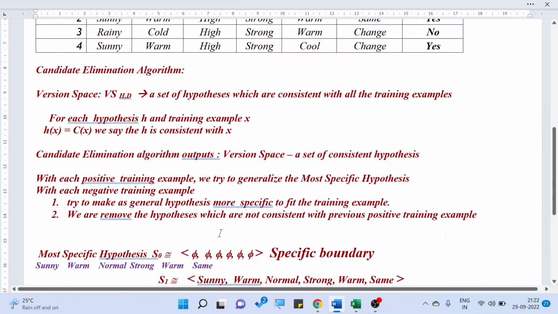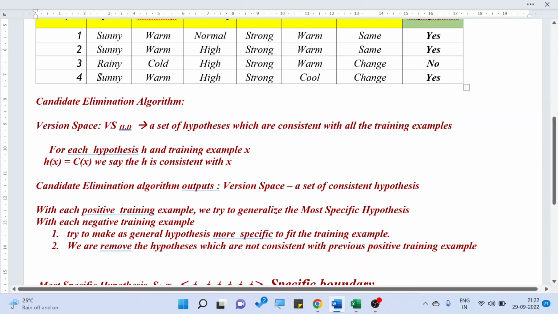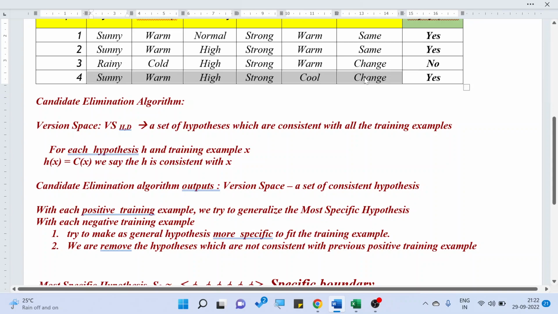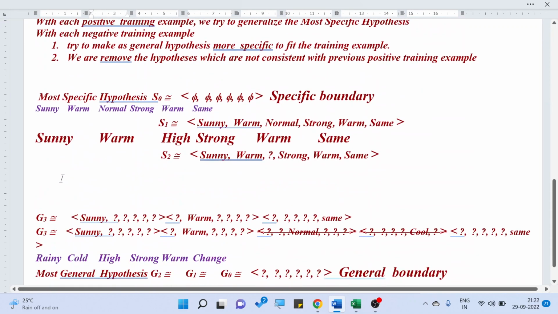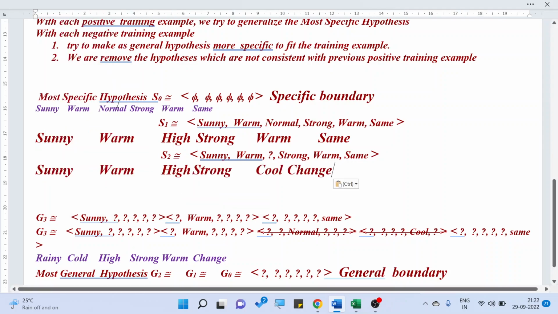Now what is the next example? The fourth example. It is again a positive example. With every positive example, we will be modifying the specific boundary. What about S3? Because the third is a negative example, S3 is the same as S2; we didn't modify anything with the specific boundary. Now it is positive, so let us update and form S4.